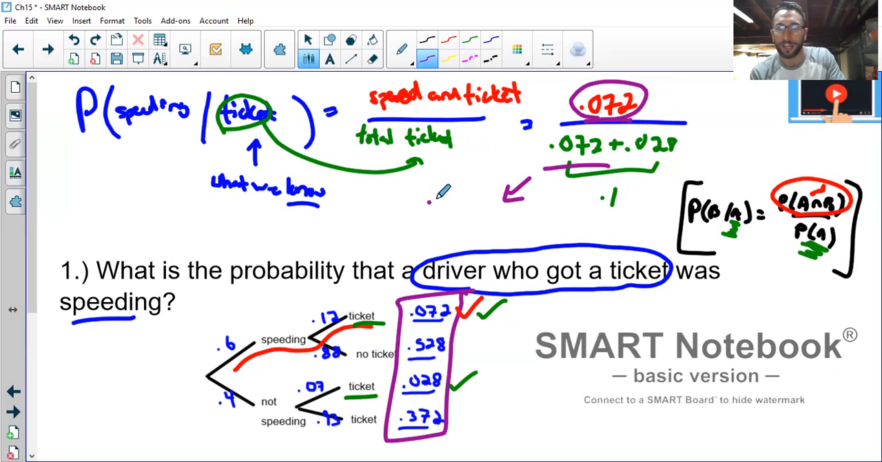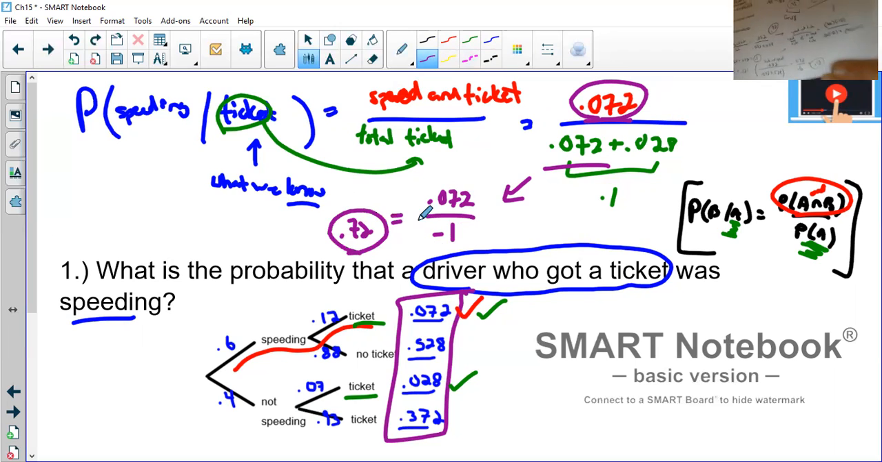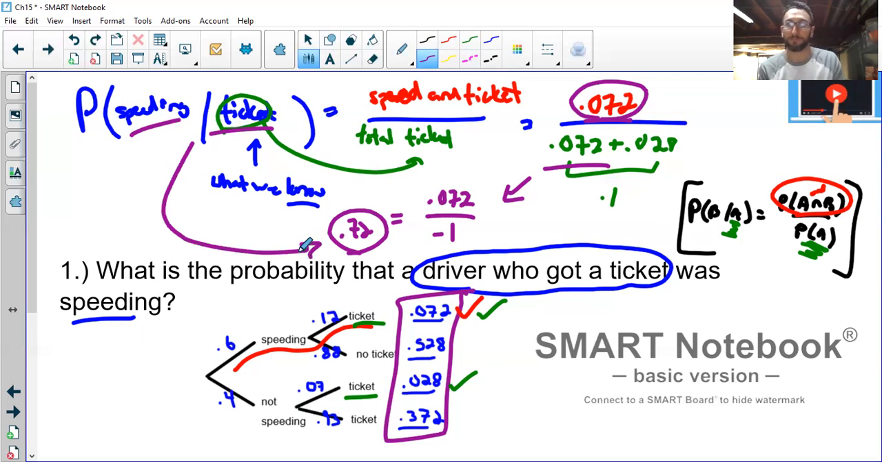Anyways, from here, we've got 0.072 over 0.1, and that gives us, I wrote down all the work, but I feel like I shouldn't need a calculator to do 0.072 divided by 0.1, but you know, YouTube pressure. So 0.72. I promise I did the whole problem, it was right there, but I just didn't write the final answer. So the probability someone's speeding, given they get a ticket, is 0.72. It's pretty likely someone was speeding if we know they got a ticket. That's what that tells us.